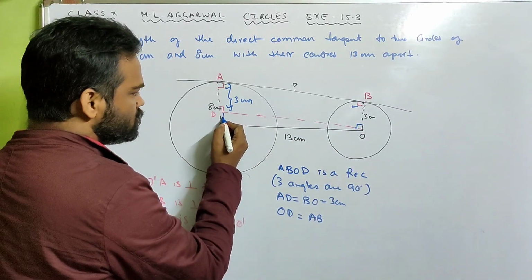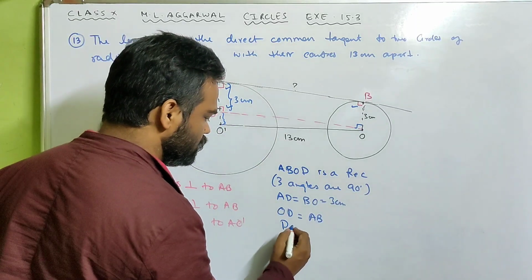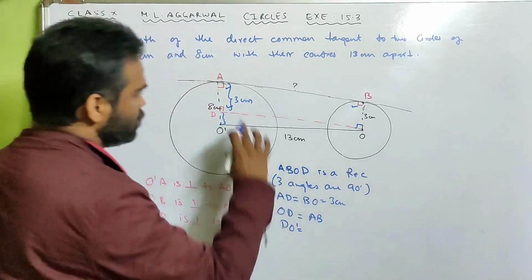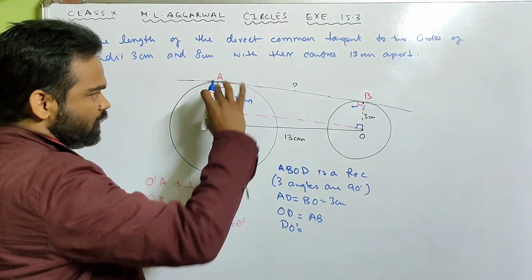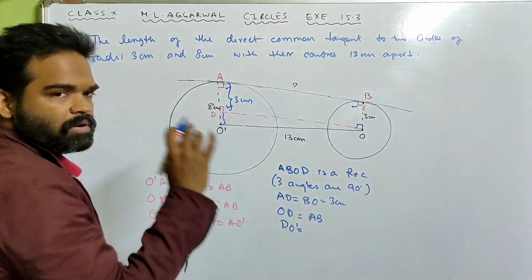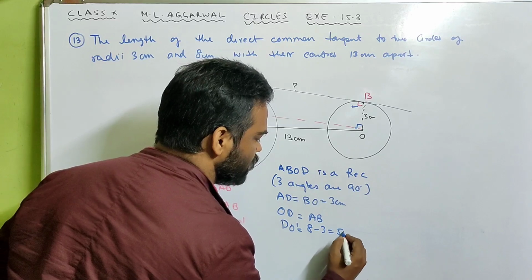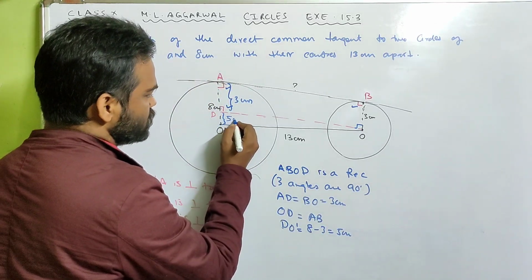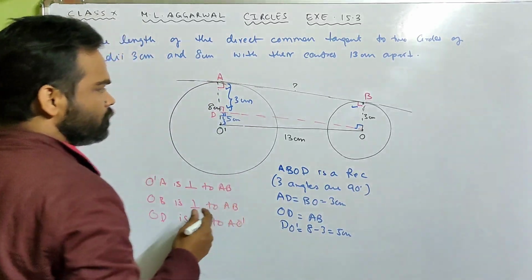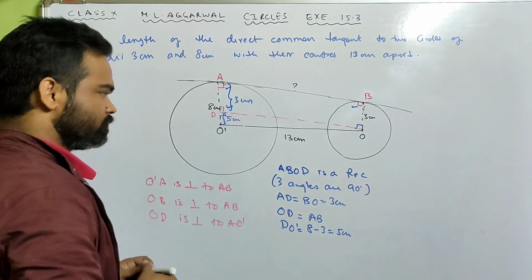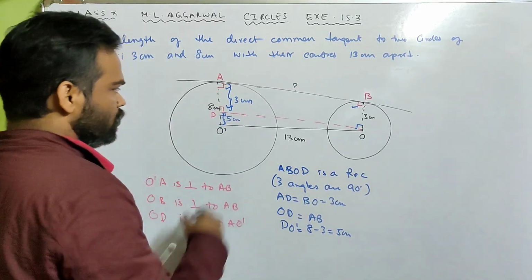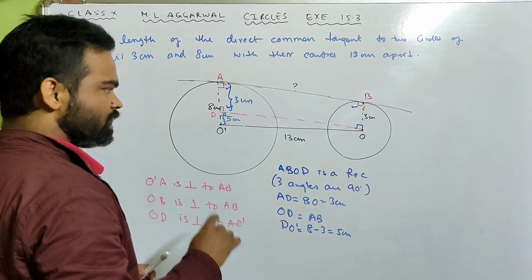Now, what is DO dash? Look carefully. AO dash is 8. This is 3. So this is how much? 8 minus 3, that's 5 centimeter. This is your 5 centimeter. This is 90 degree, though in the diagram it's looking small. Okay. So we got DO dash as 5 centimeter.